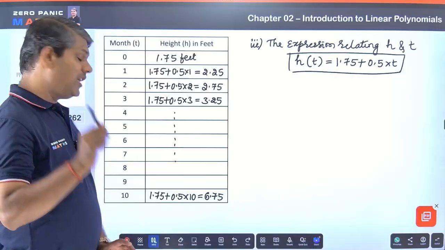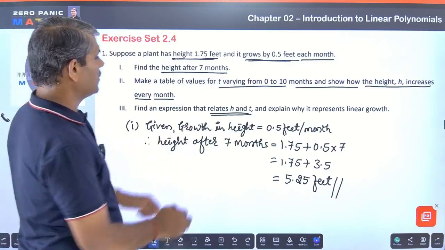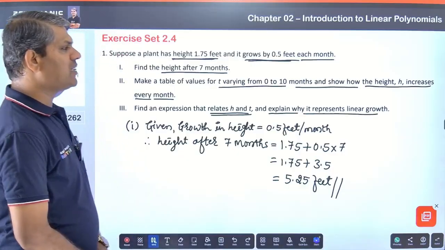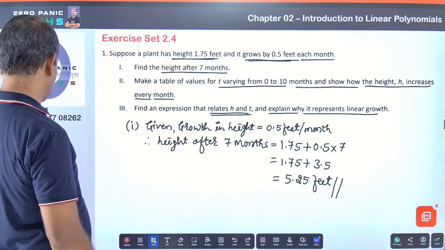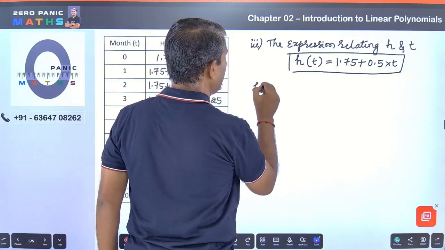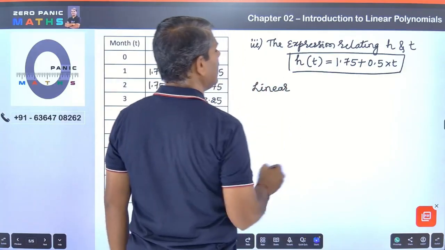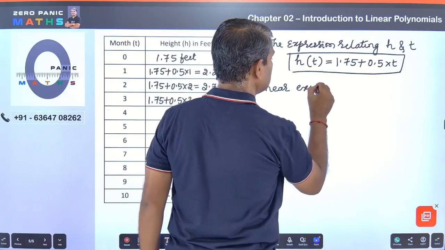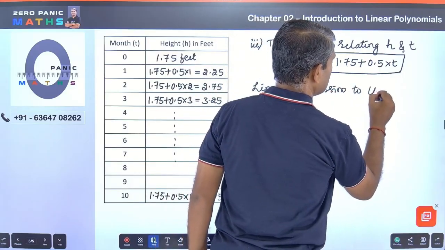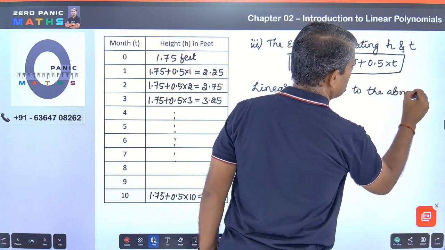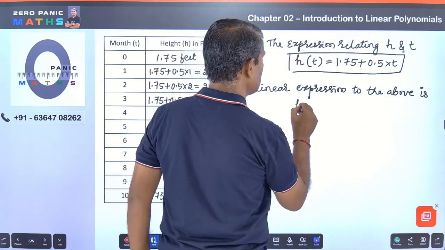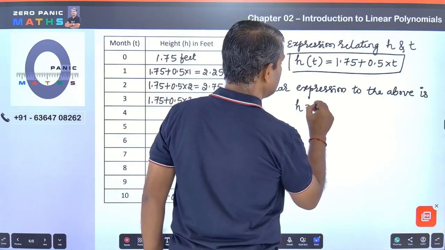So that is the first part of the third question. But they also asked why it represents a linear growth. We need to tell that also. So finally we can say that the linear expression above is the linear expression. I can write it as h is equal to m t plus c.